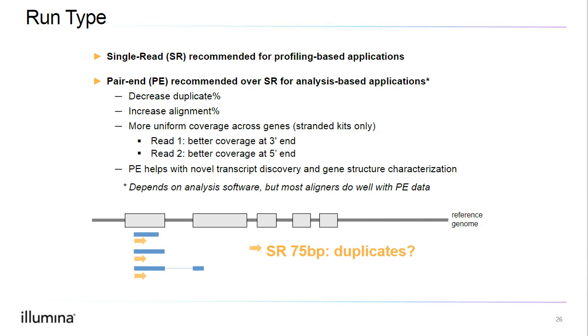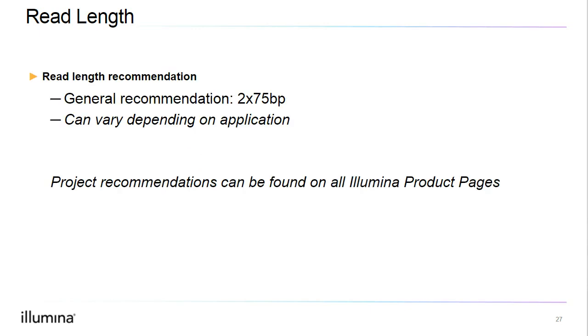But if we go ahead and do the paired end run, we would notice that we have a different stop site for each one of these transcripts. So we will know that these are not duplicates, and they are in fact coming from unique reads. In terms of read length, our general recommendation is 2x75. This is a very general recommendation, and it will vary based on the application. So you can use this as a reference, and as always, check the literature.